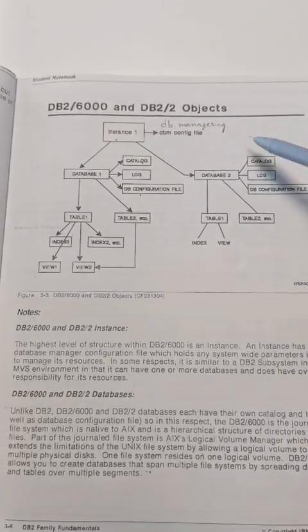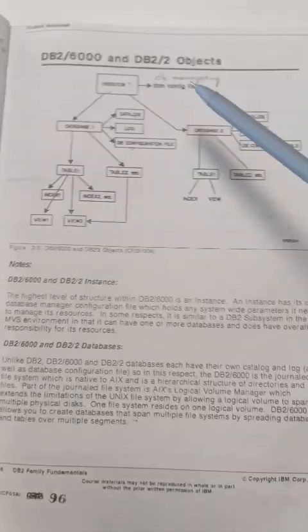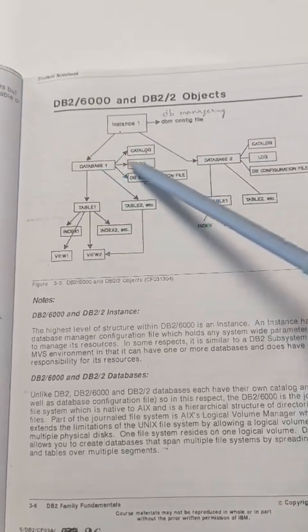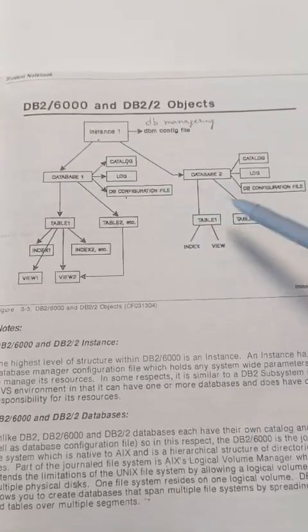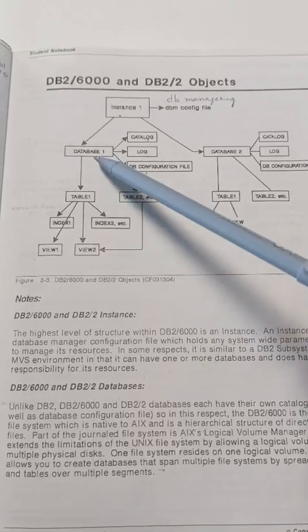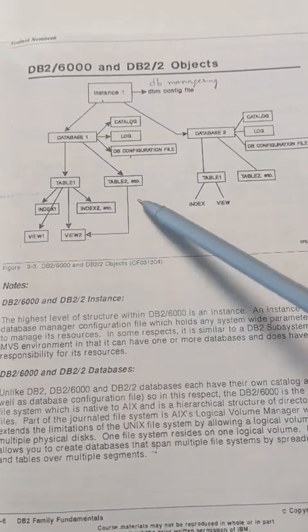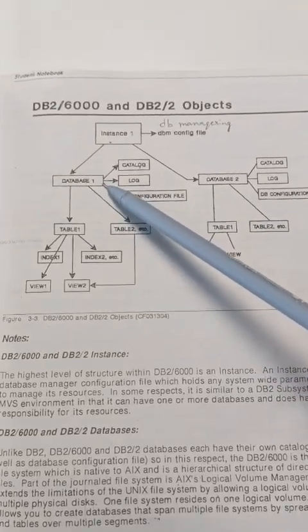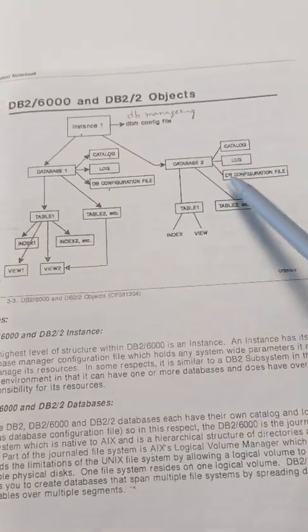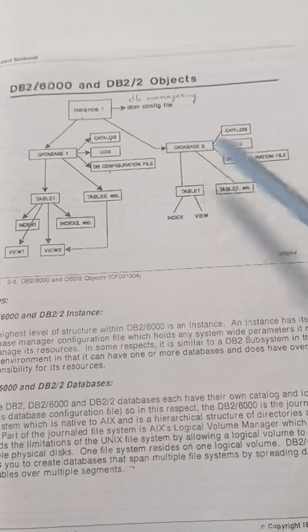And this is the DB2 family, showing how the DB2 instance is displayed. It is the same as I told previously, like DB2 database 1. In database 1 we also have a table space and multiple tables, and a single table can have multiple indexes and views here. Even in a database we can access the catalog, log, and DB2 configuration file. Similarly you can see the other database. These are database 1 and database 2.